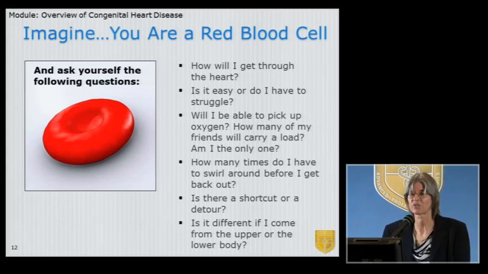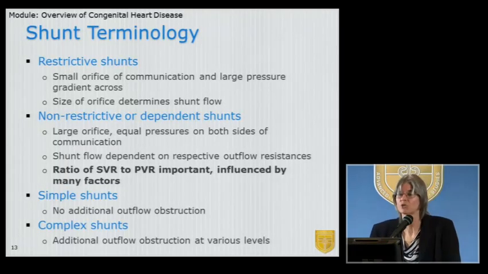I know this sounds crazy, but believe me, there are still very complex lesions where I just sit there, close my eyes and think how I get through the heart, if I take up oxygen or not, if I go there without oxygen load, if I'm the only one. Sometimes this is the only way to make sense out of a very complex lesion.